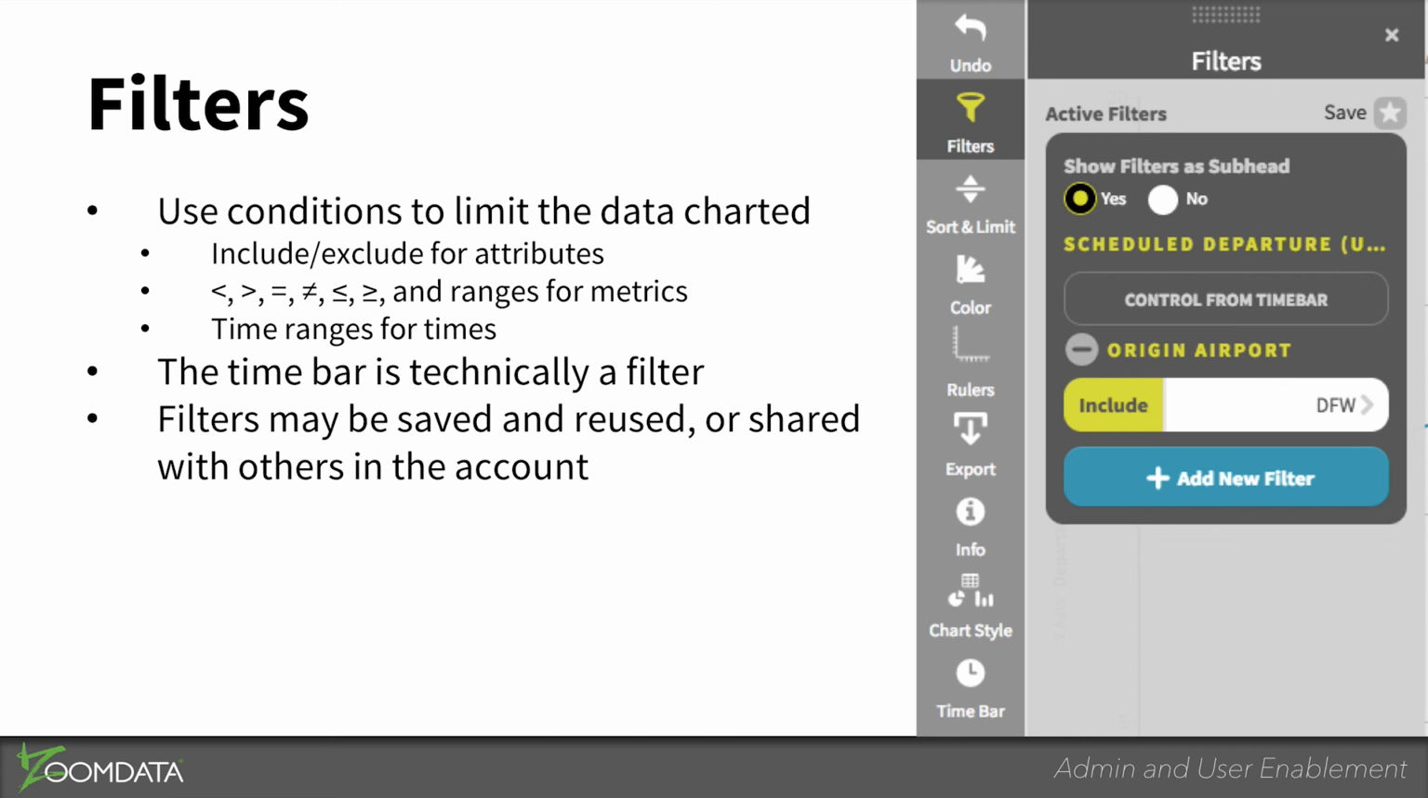And for times, like you saw with the time bar, you can use time ranges in addition to the time bar. The time bar is technically a filter. It's the control from time bar filter. It's just a really easy to use one. And one thing to know is using the star button in the top right, you can actually save your sets of filters and reuse them or share them with other people who are on that Zoom Data account on that instance. And we're going to actually save a filter in the next video, which covers dashboarding.